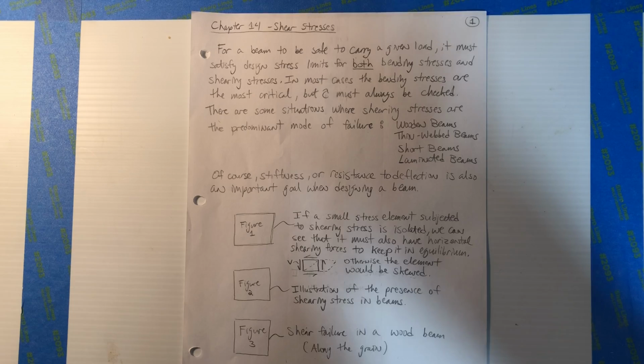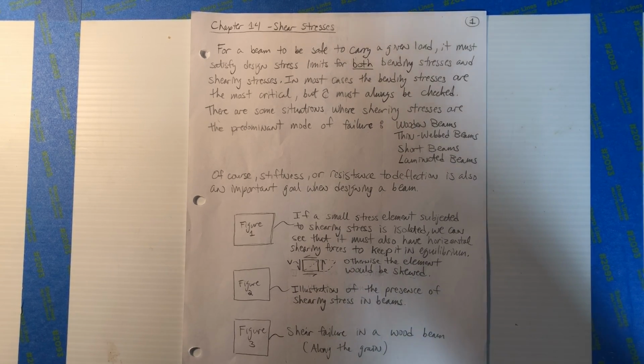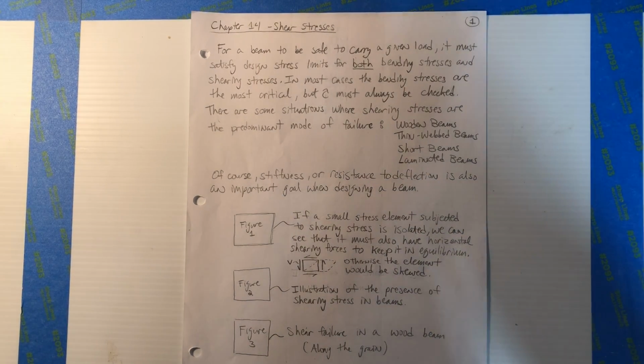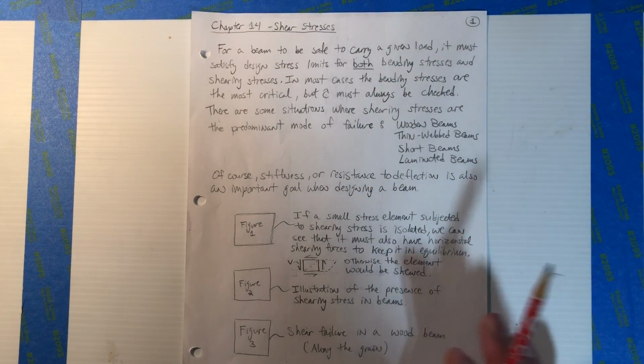Okay, so chapter 14, these are the highlights from your textbook. For a beam to be safe to carry a given load, it must satisfy design stress limits for both bending and shear stresses. In most cases, bending stresses are the more critical and the higher ones, but shear must always be checked. There are some situations where shearing stresses are the predominant mode of failure. For example, in wooden beams, thin-walled beams, short beams, and laminate beams. For steel I-beam members, not so much the case, but we want to be robust in our studies. We want to take care of all of it.